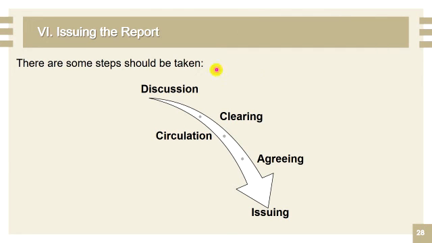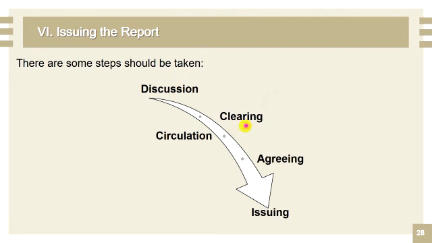The first one is discussion, the second one is clearing, the third one is circulation, the fourth one is agreeing, last but not least, issuing. So now let me tell you briefly about the 5 steps. The first one is discussion. In this step, you should discuss the finding and confirm the accuracy of your finding with your key recipient. And this step is very important because it means that you call for your recipient's personal touch as well as the expression of their opinion and point of view regarding your finding.